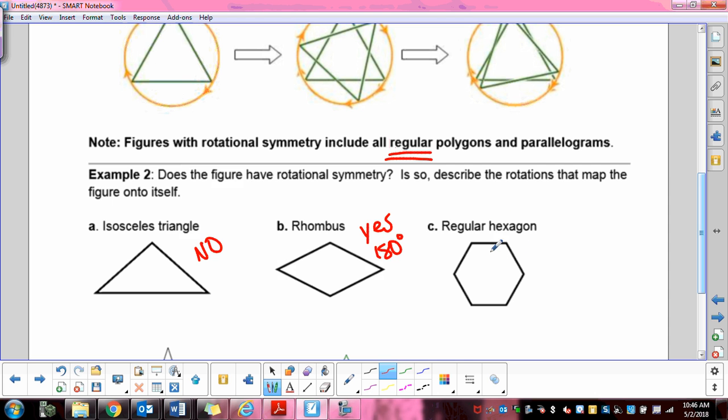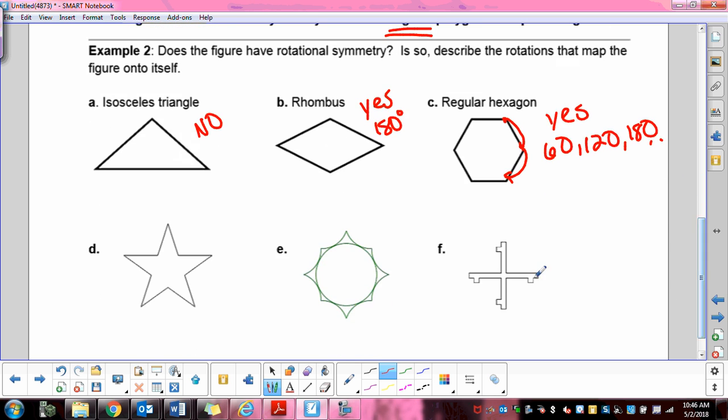A regular hexagon does. Yes. And if you rotate it 60 degrees, it'll look like itself. It'll move it from this point to this point. So every factor or multiple of 60 will work also. If you rotate it 120 degrees, it'll make it go to this spot right here, this one to this spot. So 60, 120, 180, and so on until you get to 360.